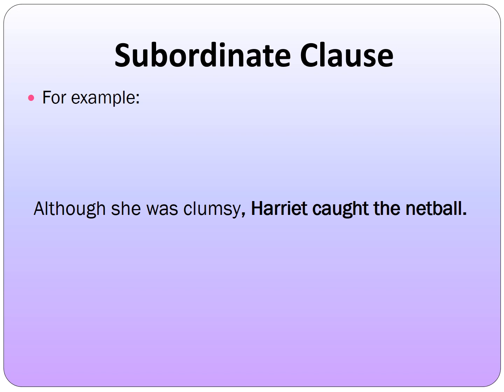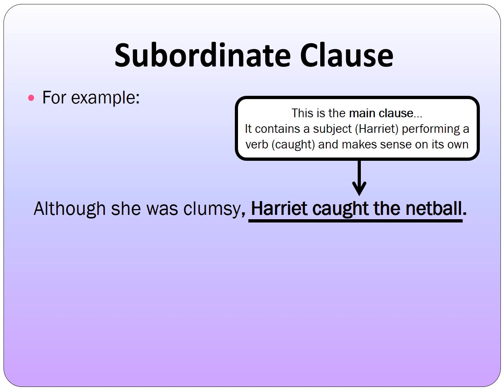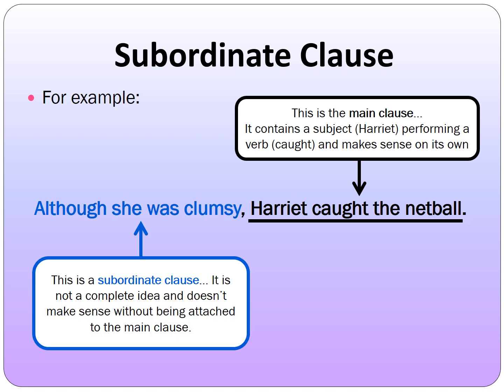Although she was clumsy, Harriet caught the netball. Have a look at that sentence. Where is the main clause? Harriet caught the netball. That is a full idea. It makes sense on its own. The subordinate clause, although she was clumsy, is not a complete idea and does not make sense without being attached to the main clause.